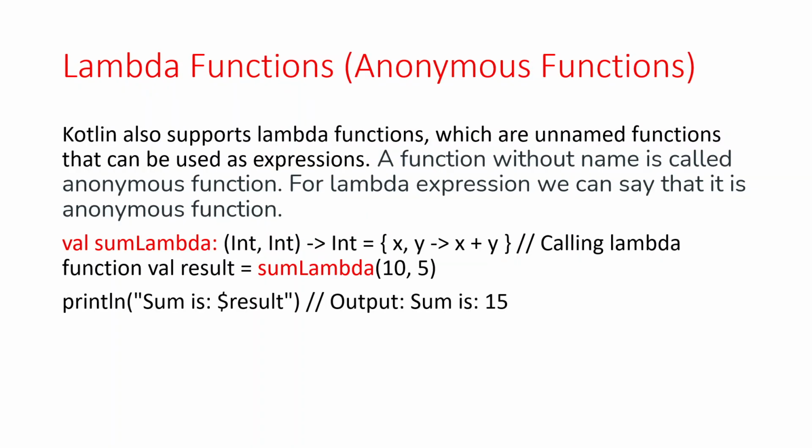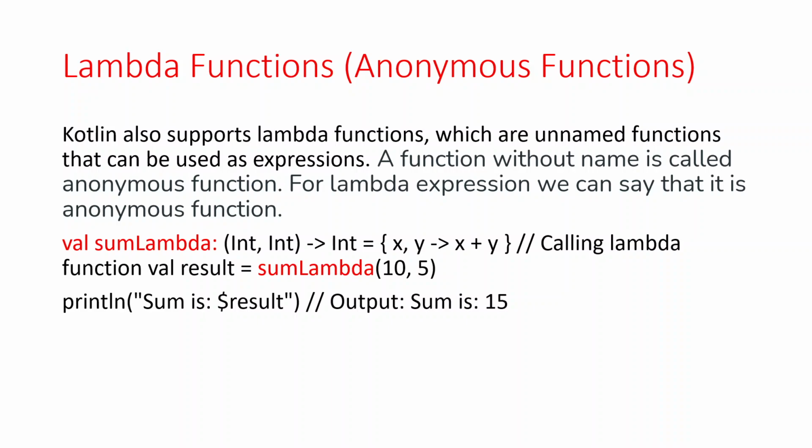Now move on to the types of functions. In Kotlin, the first type of function is the lambda function, which is also called the anonymous function. Kotlin also supports lambda functions, which are unnamed functions that can be used as an expression. A function without a name is called an anonymous function. For a lambda expression, we can say that it is an anonymous function.